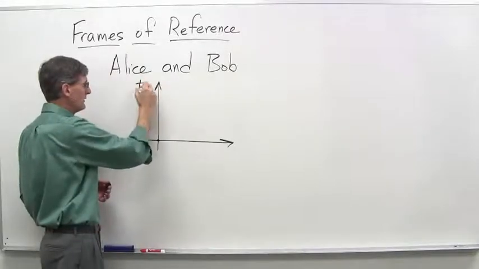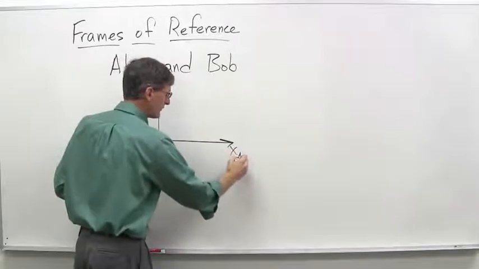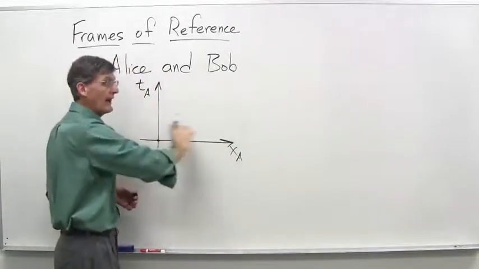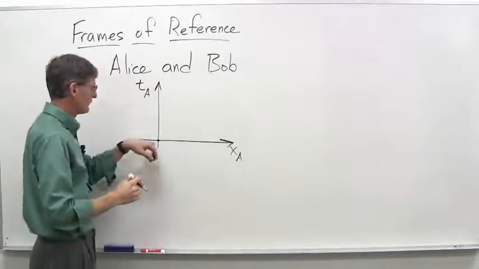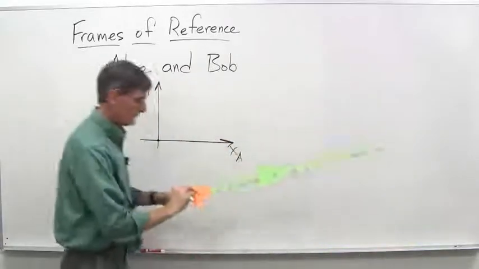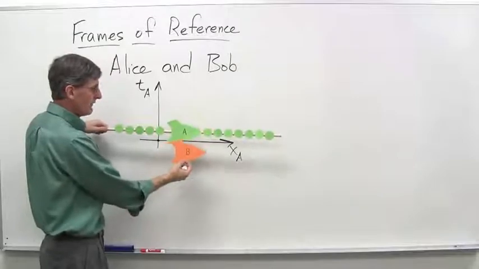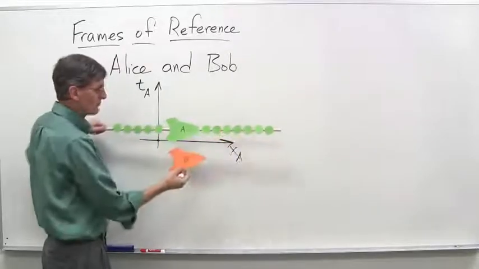So this will be time for Alice and position for Alice as Bob flies along. And we want to plot Bob's path through Alice's space, as it were. So at t equals 0, they're right together. Again, right here, we'll start our clocks at t equals 0, and then as Bob goes on, the various clocks will record Bob's position.